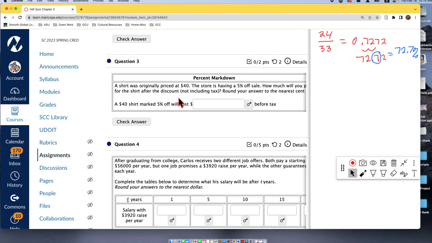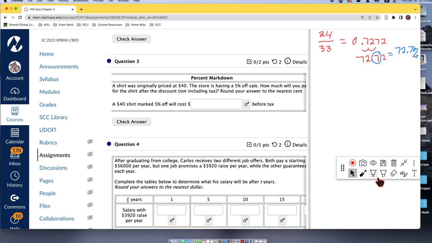A shirt was originally priced at $40. The store has a 5% off sale. Is that going to get you out of your house? 5% off? It's not even worth going to the store, right? How much will you pay for the shirt after the discount, not including tax? Round your answer to the nearest cent. So, two ways we could do this, but what's the most direct way?